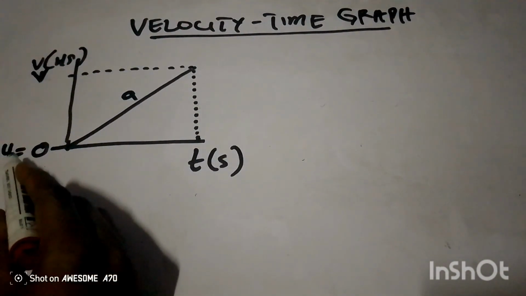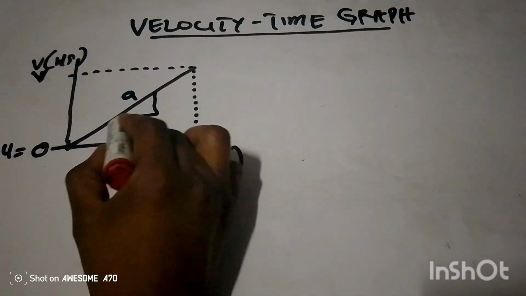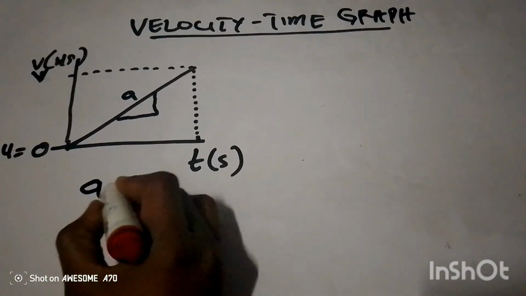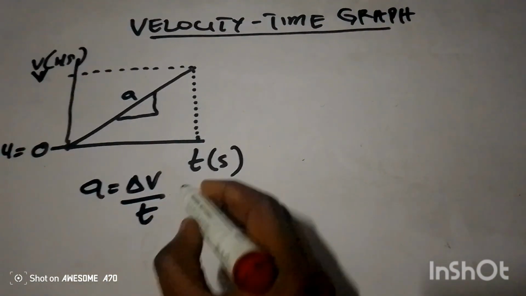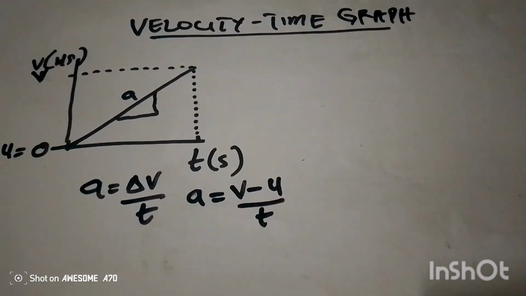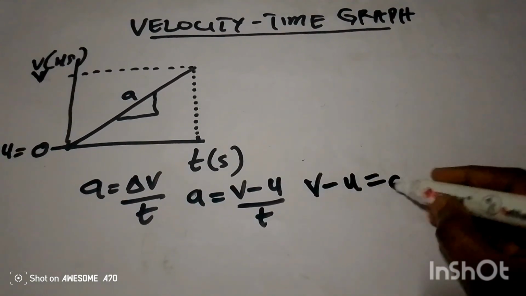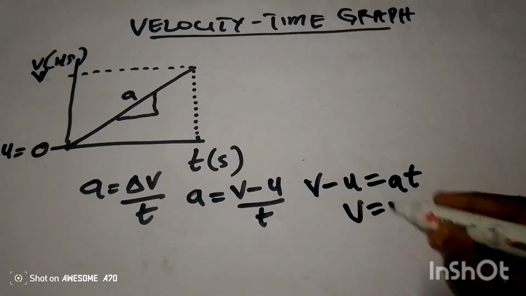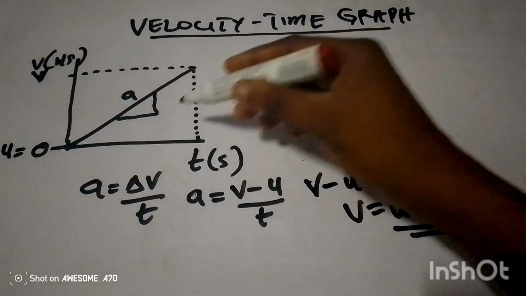You see, we have u, we have v, we have a, we have t. The gradient of this line, which is the slope of this line, is given as a equals change in v over t. So therefore we can say a equals v minus u over t. From here, v minus u equals at. Then from there, v equals u plus at. So v equals u plus at can be applied here. That is the first velocity time graph diagram that we need to understand.